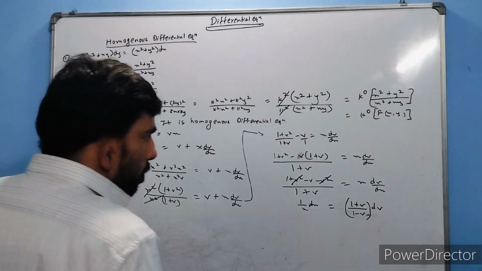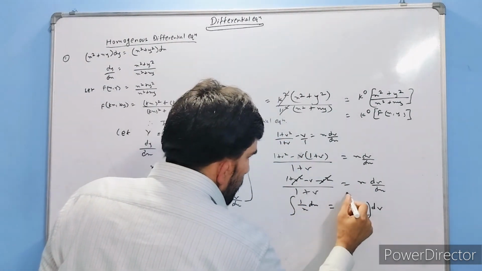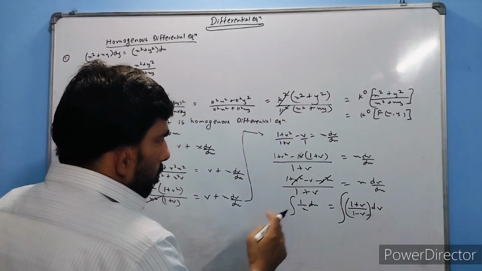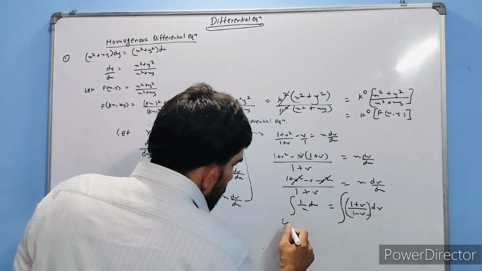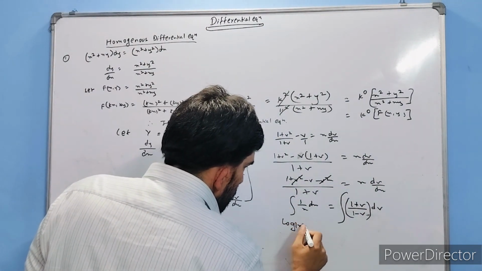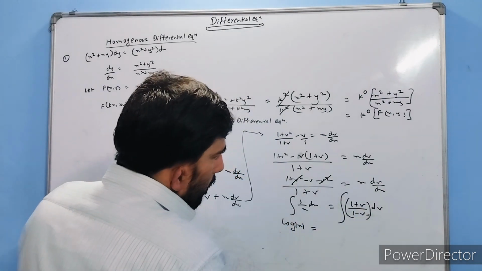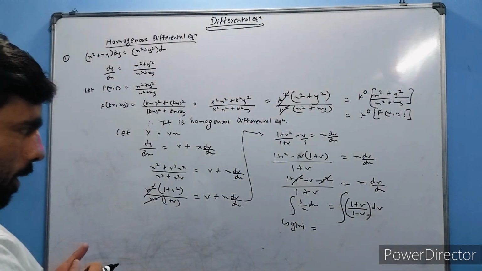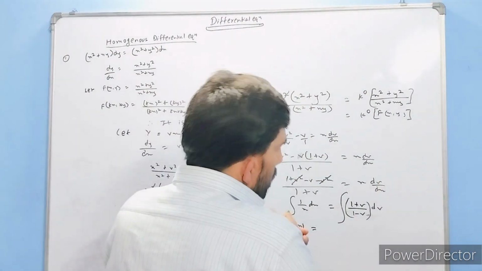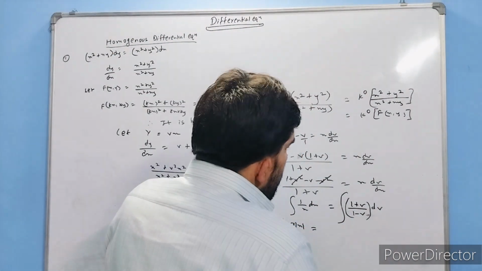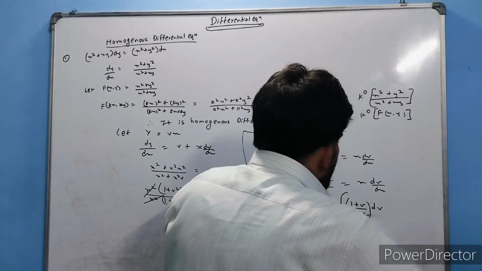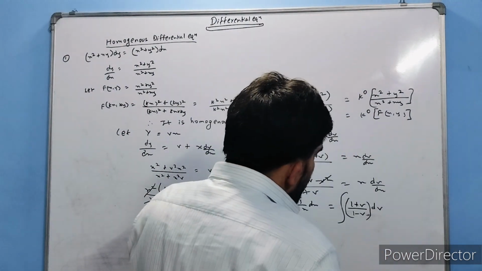Okay, so now what we can do, we can integrate this. You know 1 upon x is log x is equal to here. Now we need to integrate it. How can we do it in a very simple way? Let us see. Okay, we have 1 plus v.